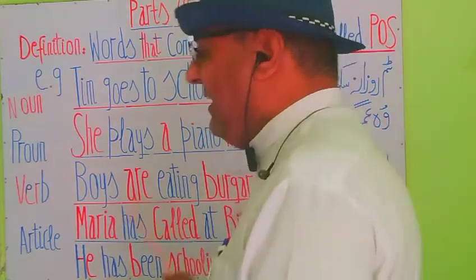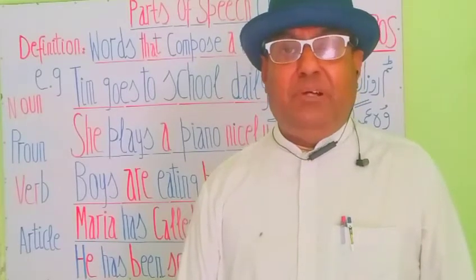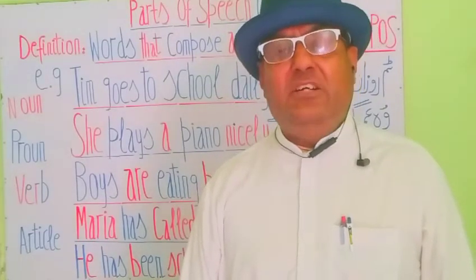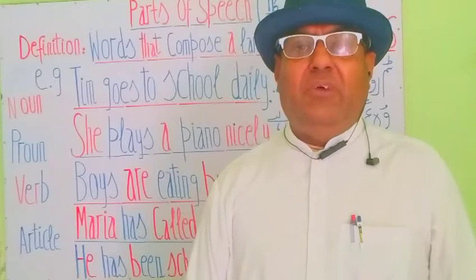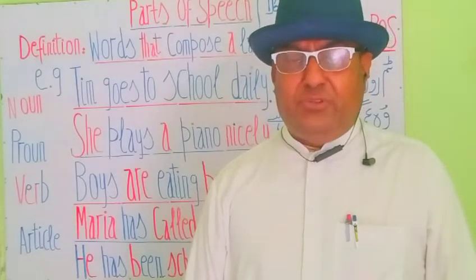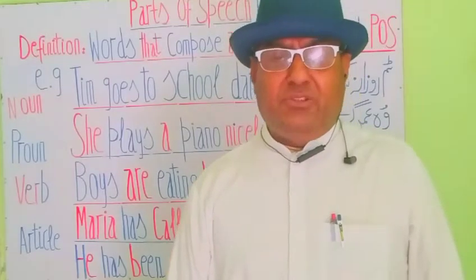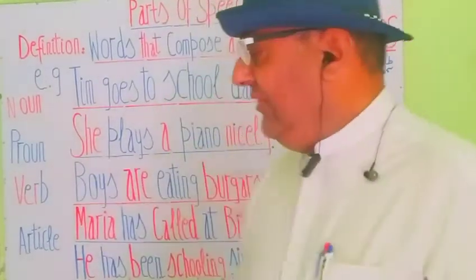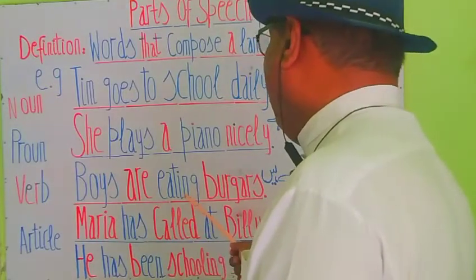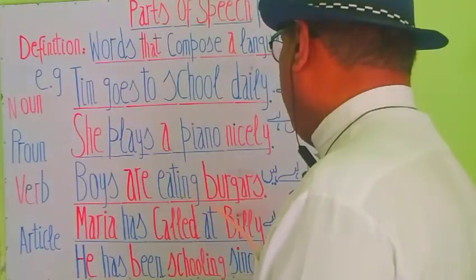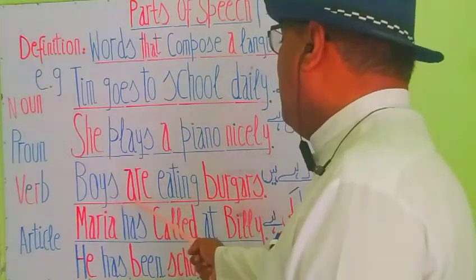Here you see are is an helping verb. Helping verbs have a definition. Words that help other verbs to construct a sentence, to construct a phrase are called helping verbs. You have seen here that boys is noun, are is helping verb, eating is a principal verb and burgers are nouns. So this is a statement which elaborates the parts of speech.